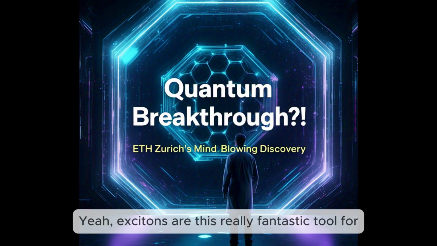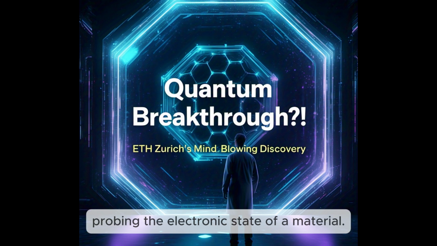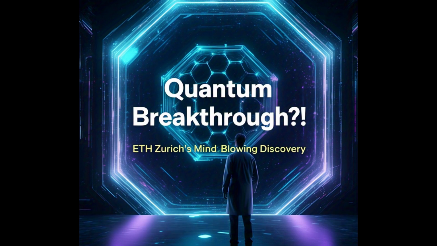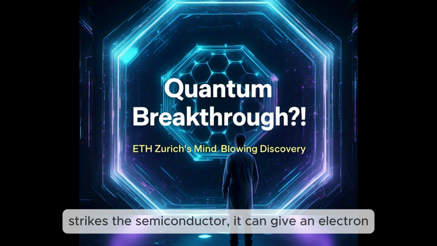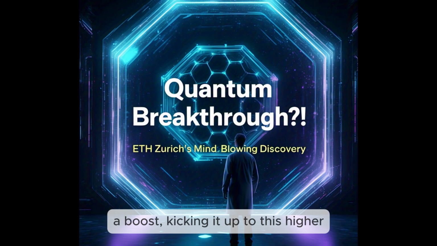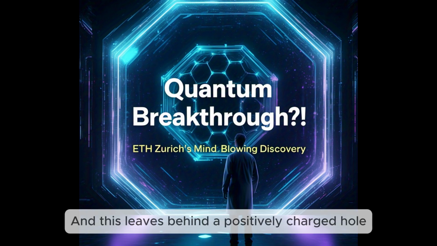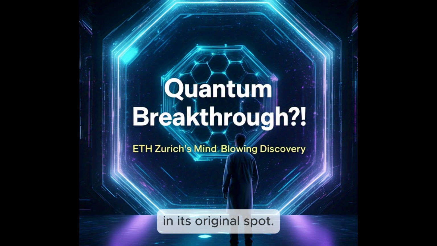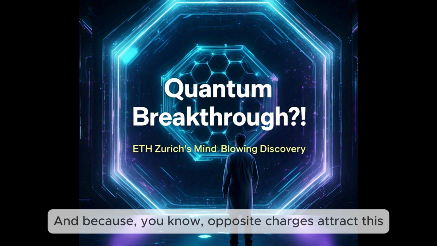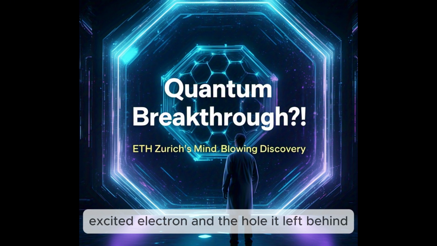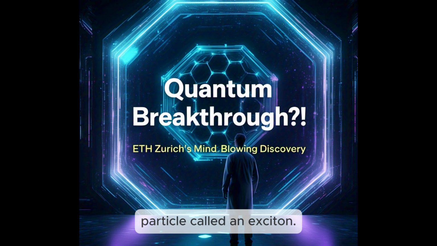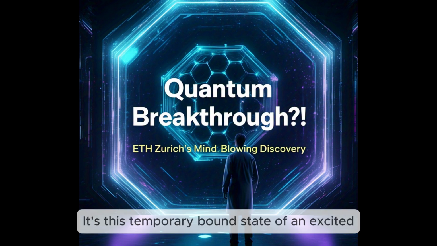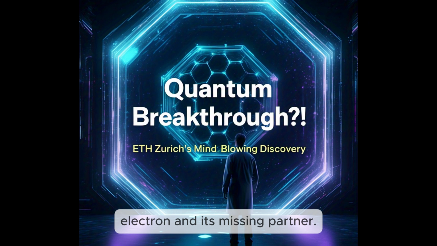Yeah, excitons are this really fantastic tool for probing the electronic state of a material. So think of it like this. When light of a specific energy or frequency strikes the semiconductor, it can give an electron a boost, kicking it up to a higher energy level. And this leaves behind a positively charged hole in its original spot. And because opposite charges attract, this excited electron and the hole it left behind can briefly pair up. They form this neutral particle called an exciton. It's this temporary bound state of an excited electron and its missing partner.